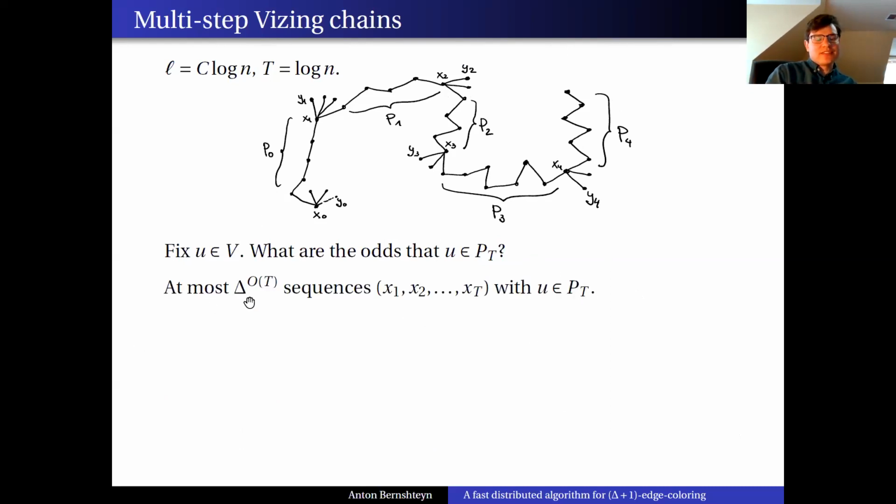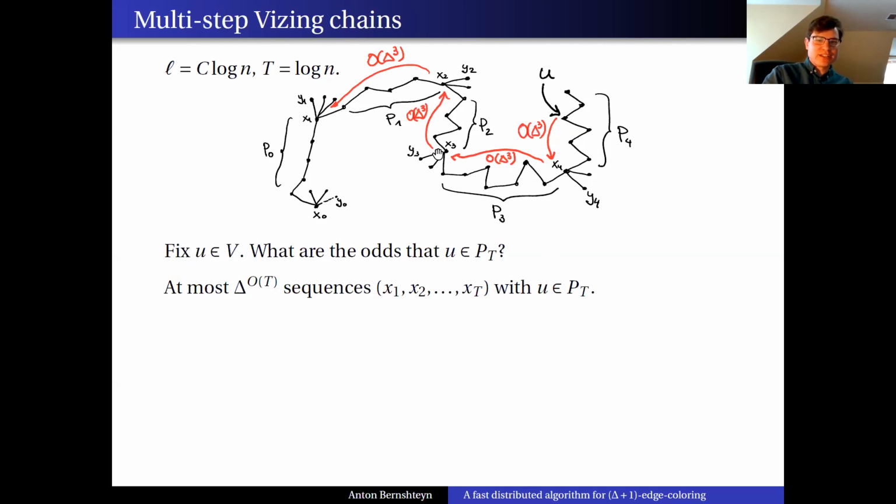Well, previously we said that there are at most something like delta cubed choices for the vertex x'. Now there are many vertices to pick, and there's the vertex x1, x2, x3, etc., up to xt. And the claim is that there are at most delta to the power big O of t such sequences, which would make u be in the path Pt. And this is essentially because of the same tracing back argument. If u is somewhere here on this path, you can trace two colors back and obtain the vertex, in this case x4, and this requires big O of delta cubed choices.